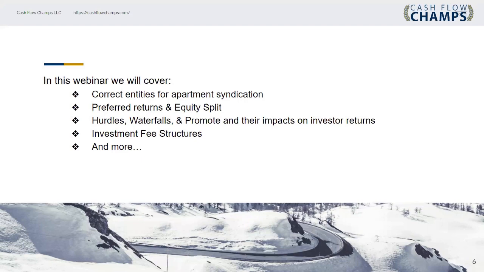This is the minimum return that the investment must achieve so that the investors get paid before the general partner, or the managers, get part of the profits. So let's look at an example. If you have a 7% preferred return, what does that really mean? It means that the preferred investors will first receive the first 7% of cash flow that comes off the deal, right?